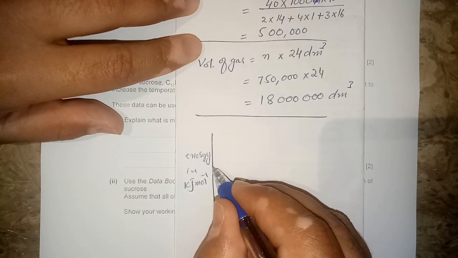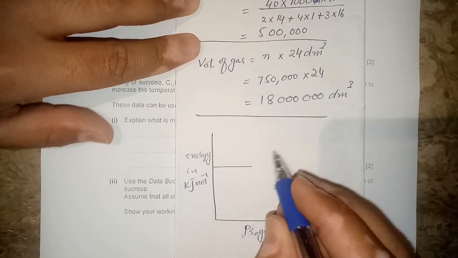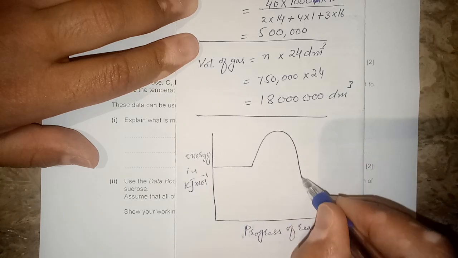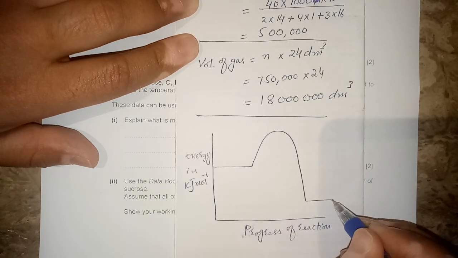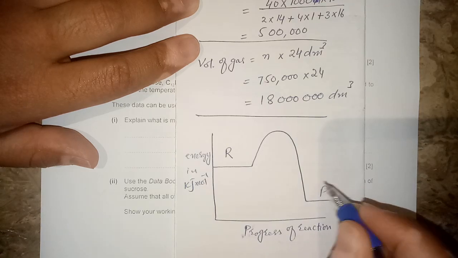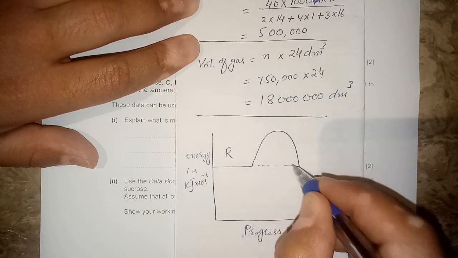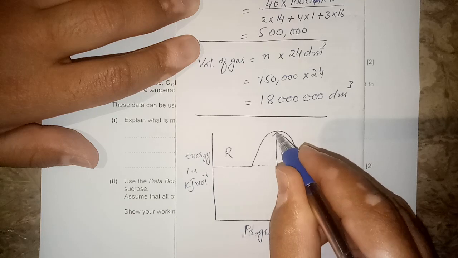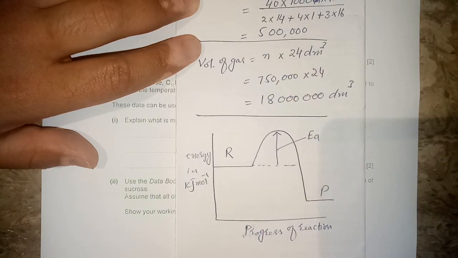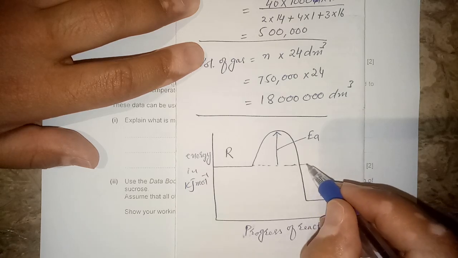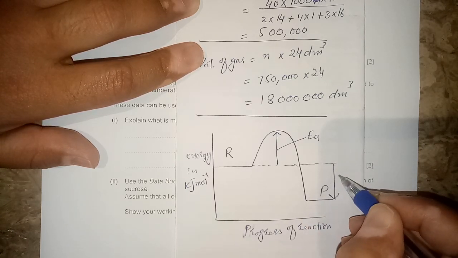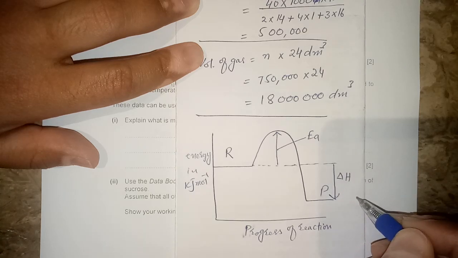So for exothermic we have to mention that the reactants are higher than the products. So you have to show the products a little lower. Here these are the reactants and these are the products. From the level of reactants towards the peak, this is the activation energy. We have to label it as EA. And from the level of reactant to the level of product, this is the enthalpy change, delta H.